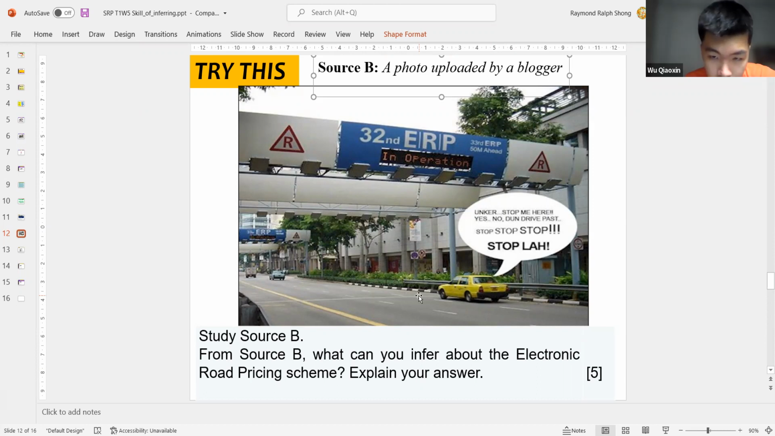Evidence, sorry. The taxi had a text box saying, well done, to the bus driver to stop and not drive on. This shows that the people do not want to go through these ERP gantries, they have to pay the extra fee. That's one inference. Second inference.